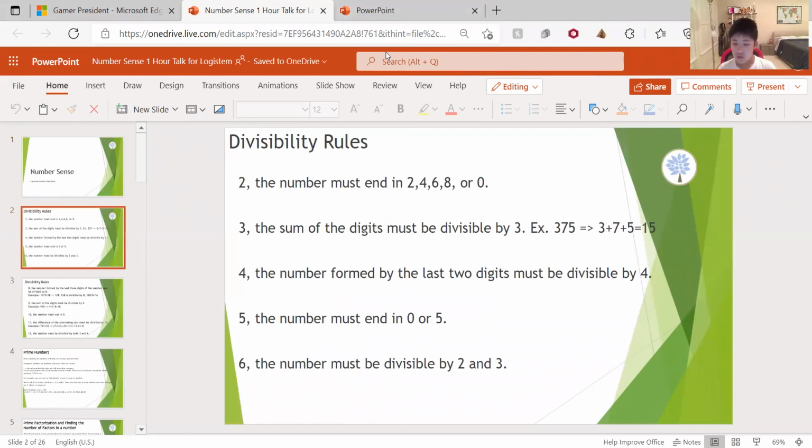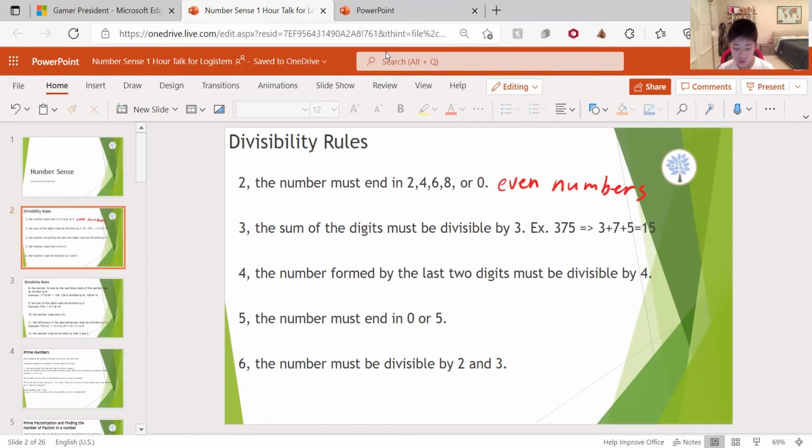So the first thing we're going to talk about is divisibility rules. Basically, we're talking about divisibility rules from 2 to 12. We're omitting 7 because that's a little harder. So we're starting off with 2. For 2, the number must end in 2, 4, 6, 8, or 0, basically even numbers.